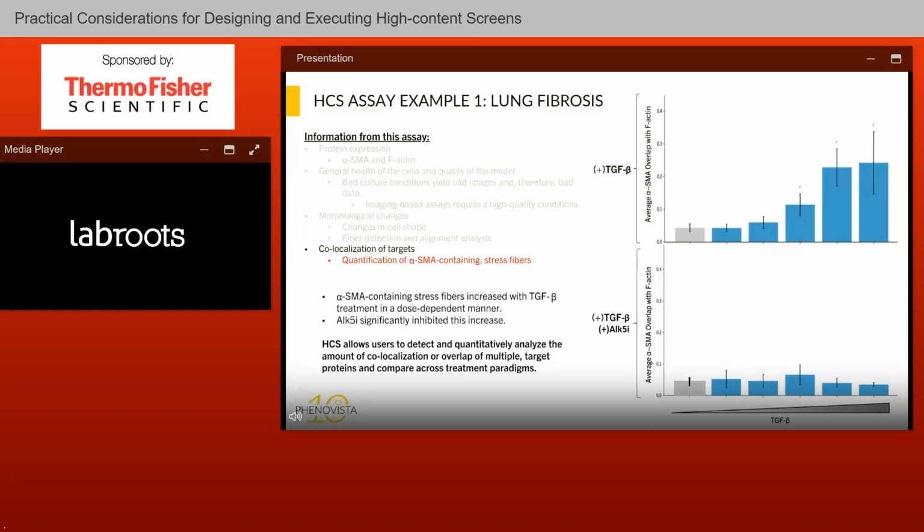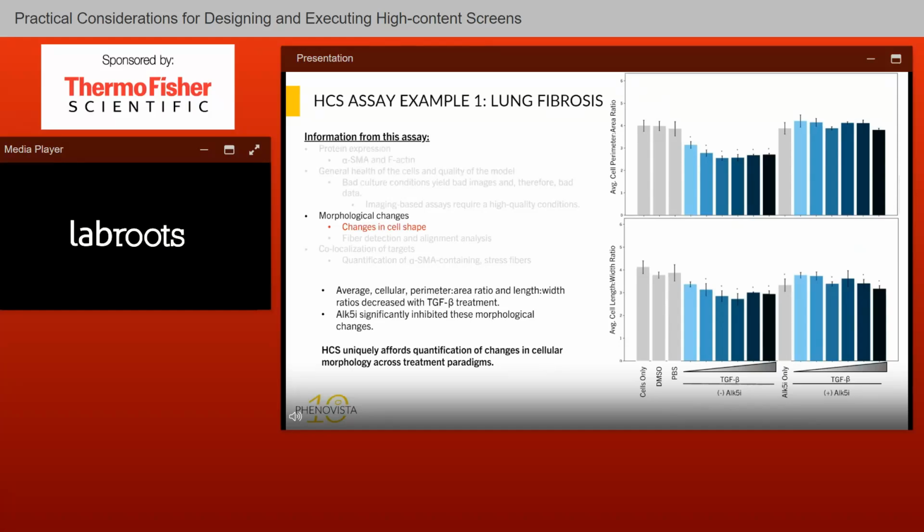And in this, here we're looking at the co-occurrence of alpha smooth muscle actin and F-actin. So we can see on the top plot there, with increasing amounts of TGF-beta, you get an increase in the overlap between those two signals. And then when you treat with the inhibitor, you can see that that increase is suppressed quite nicely.